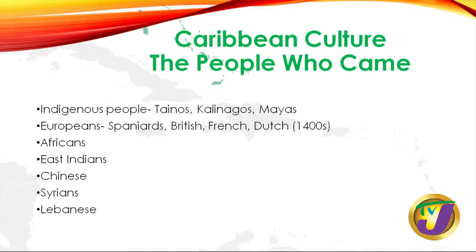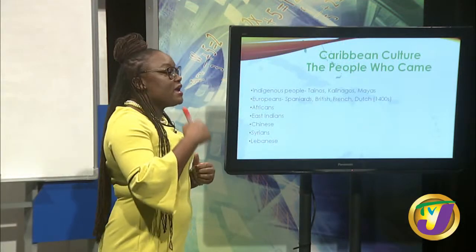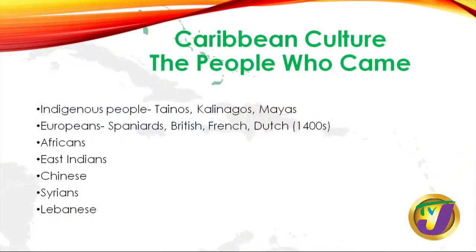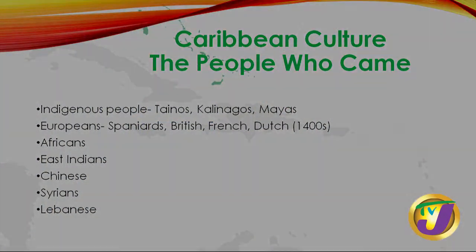So then we had the Europeans coming next, the Spanish, the British, the French, the Dutch. And so we have these unique, and now we know that not all of these European powers occupied everywhere, right? So already we are beginning to get a sense of how Caribbean culture is diverse. Then we had the Africans who came to work on sugar plantations. East Indians after the ending of slavery, after 1838, Chinese, Syrians, Lebanese, Jews, and we have a wide grouping of other people who came. All right?